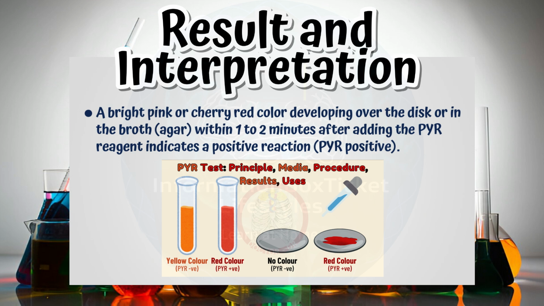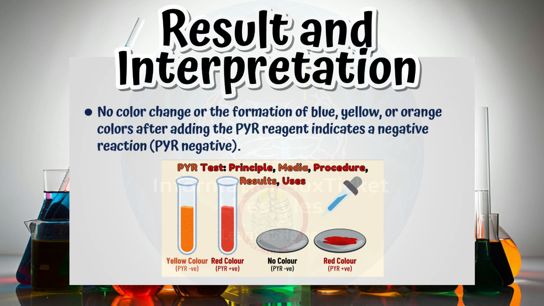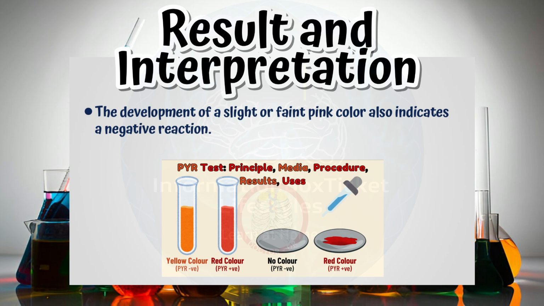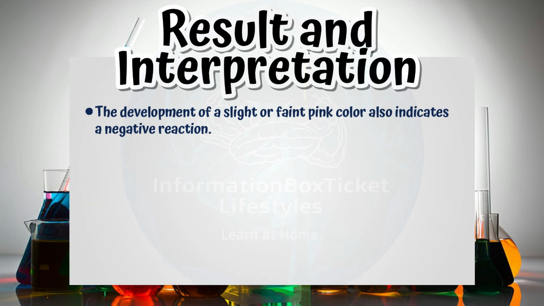A bright pink or cherry red color developing over the disc, or in the broth or agar, within 1 to 2 minutes after adding the PYR reagent indicates a positive reaction, PYR positive. No color change or the formation of blue, yellow, or orange colors after adding the PYR reagent indicates a negative reaction, PYR negative. The development of a slight or faint pink color also indicates a negative reaction.